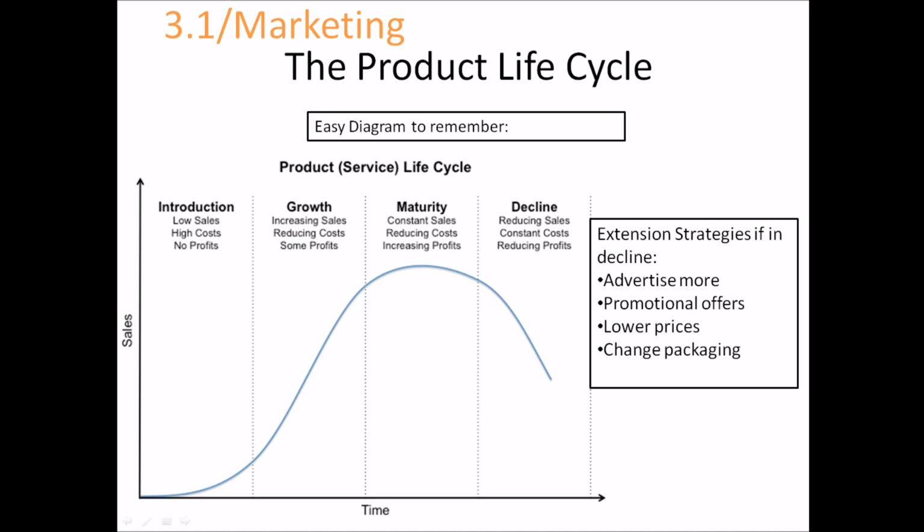Now, when we are in maturity, we want to extend the maturity as much as we can. To do this, a business would advertise more, put promotional offers on, lower the prices, and even change the packaging, getting fresh eyes. This all adds to making sure there's constant sales.